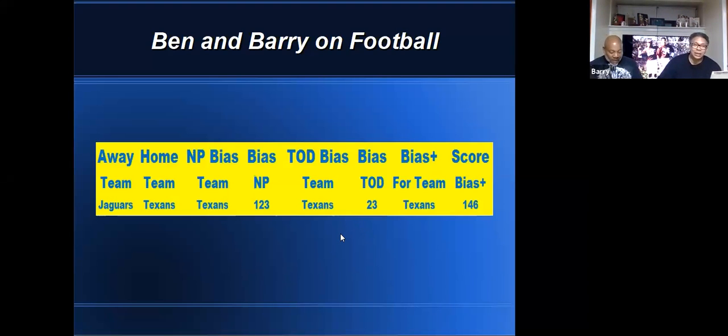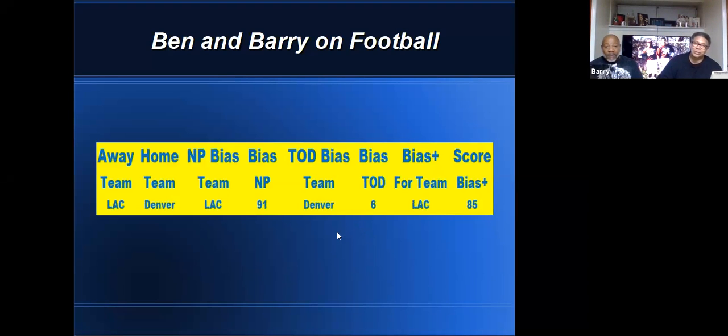All righty now. This is too much fun, looking at all these matchups. What do we have next? Ooh. The Chargers. Nothing to see here either. They're 91 net point bias in their favor, 6 turnover differential bias, with 85 bias plus 4.